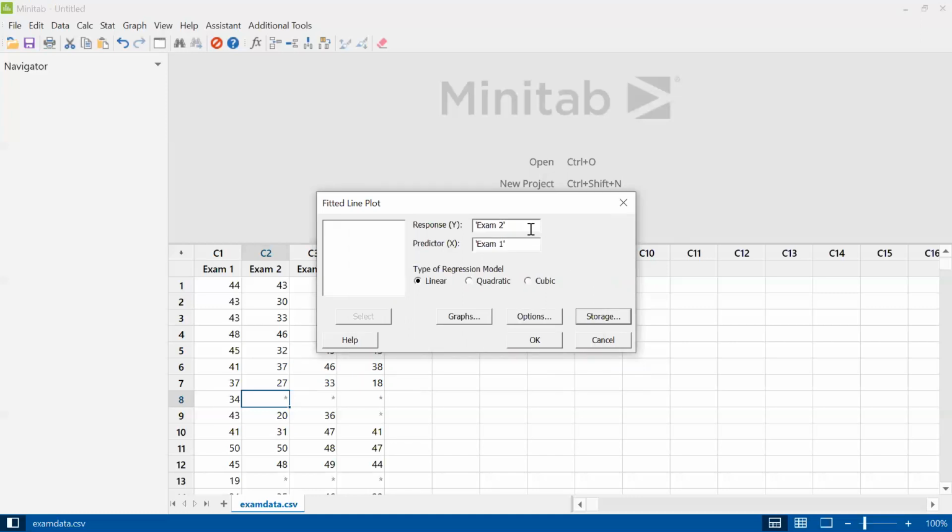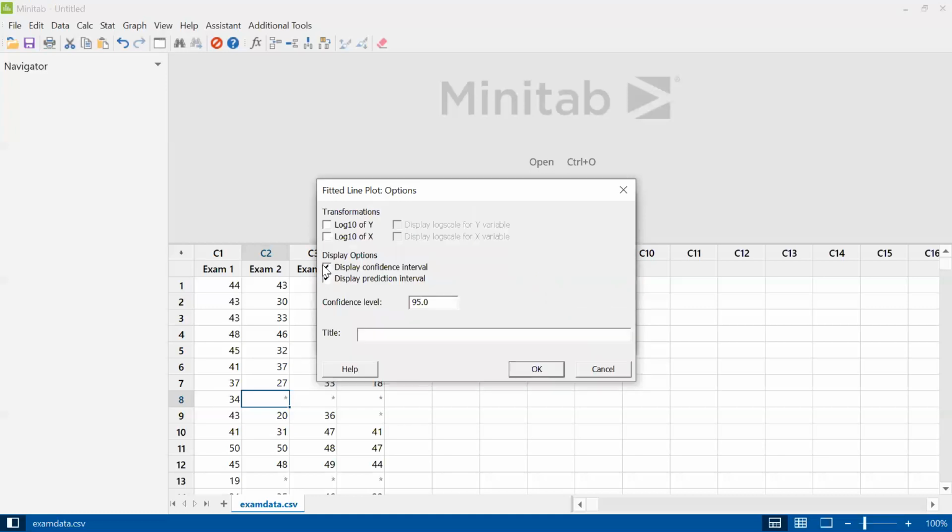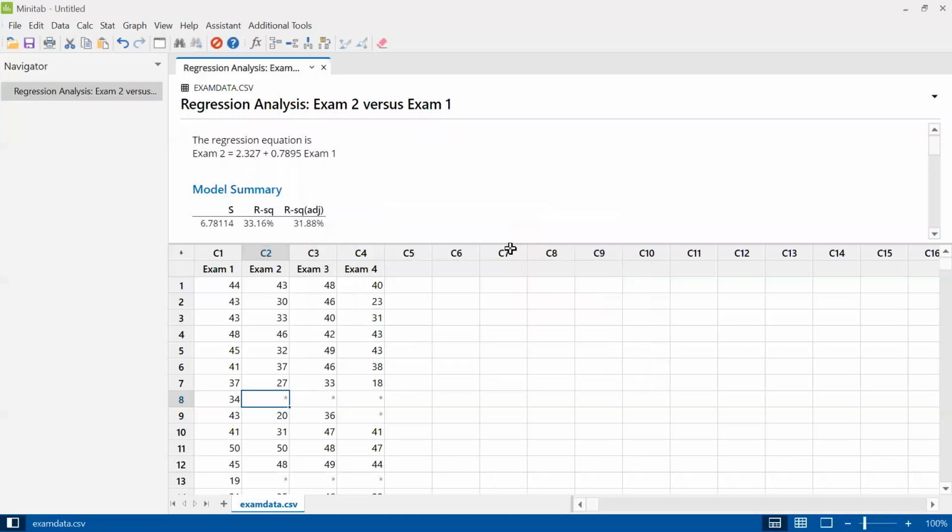Okay, so exam 1 in the x, exam 2 in the y, linear regression, and basically the defaults, except that I actually did check these two interval display things. Okay, let's see what we get.